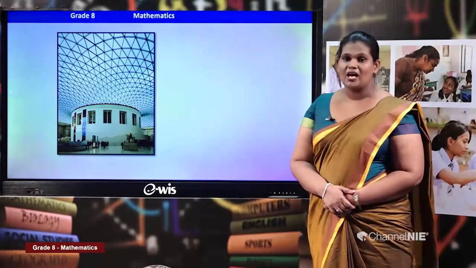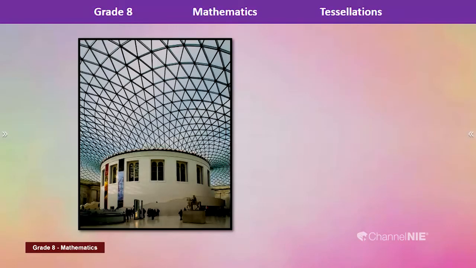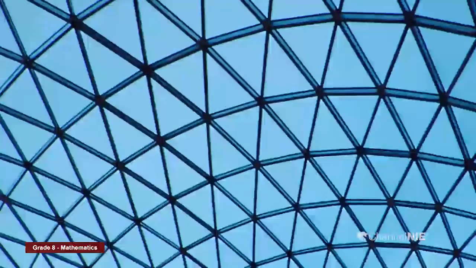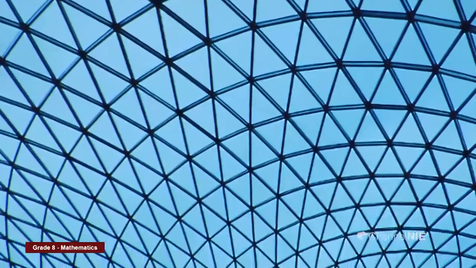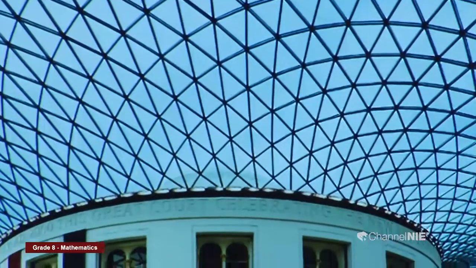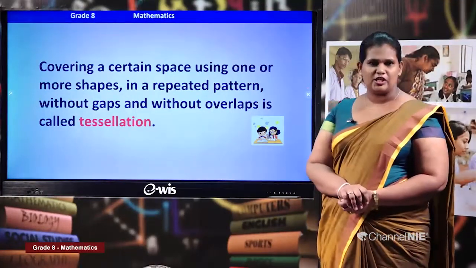Right. Now have a look at this roof. Here I can see some triangles in this roof. I have another picture for you according to the same roof. In both pictures you can see triangles on the roof. So, those triangles also create a beautiful tessellation. Isn't that so? Right. Now, we have gone through some examples for tessellation.